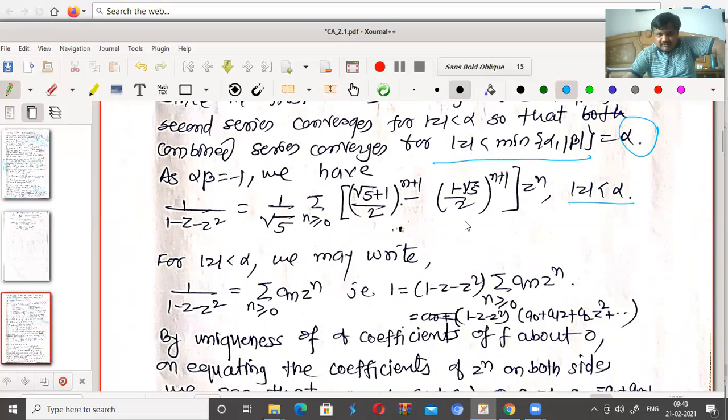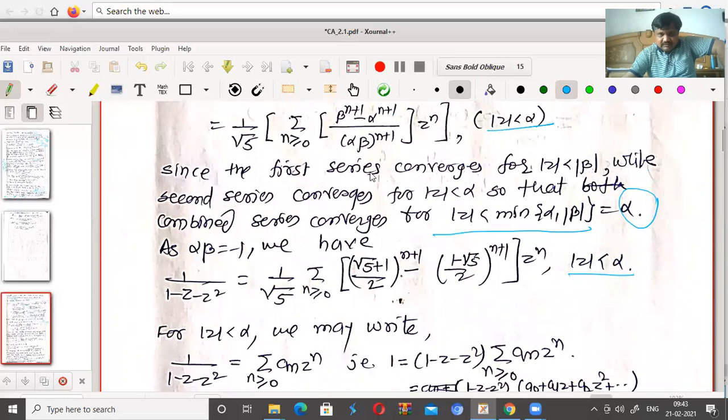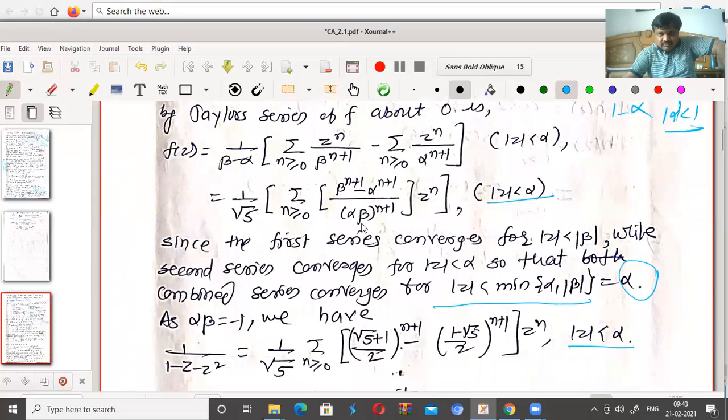Minus of this one is alpha, isn't it? Alpha is (root 5 minus 1) by 2 and beta is (root 5 plus 1) by 2. Beta is big, and this sign becomes minus, so that you are taking this as 1 minus root 5, because it was root 5 minus 1, isn't it? So minus of that minus sign. So we have taken minus 1 to the power n plus 1 because of that.